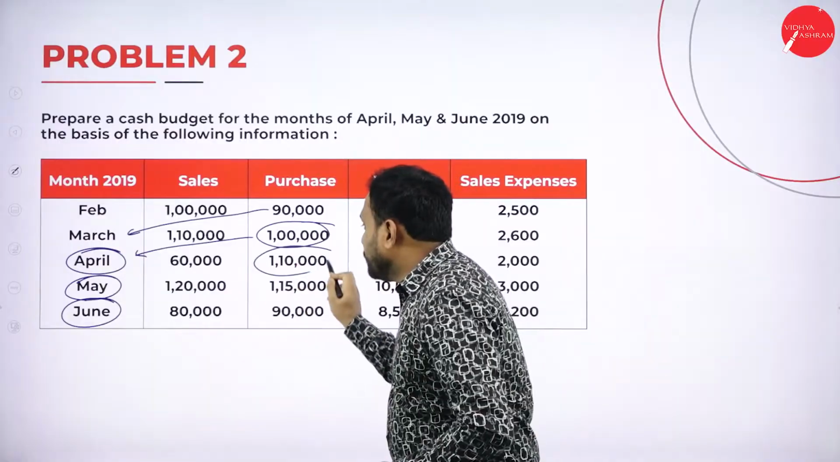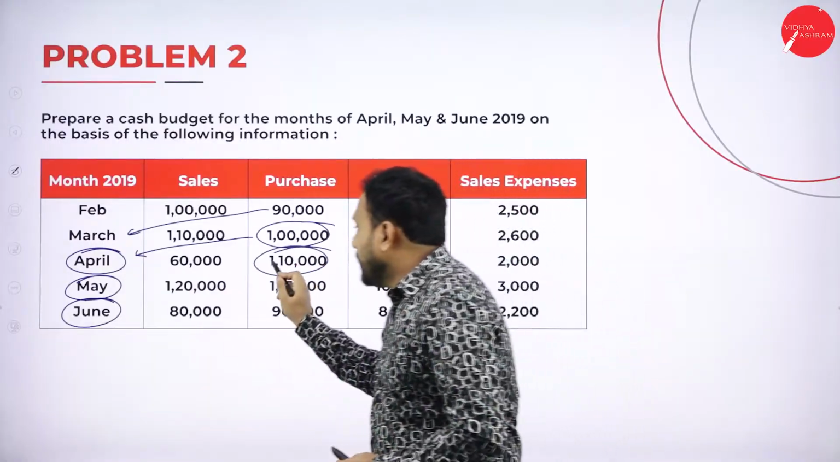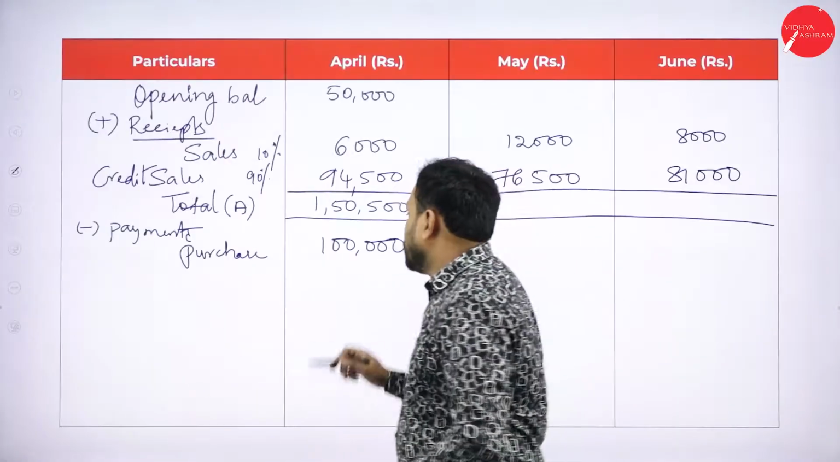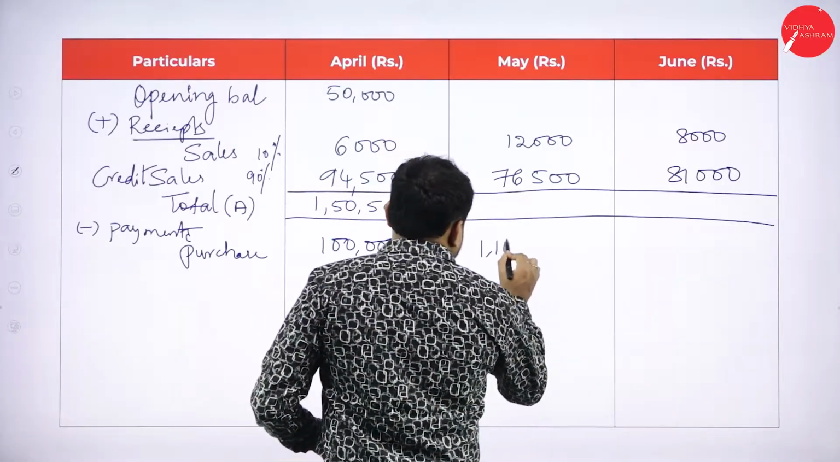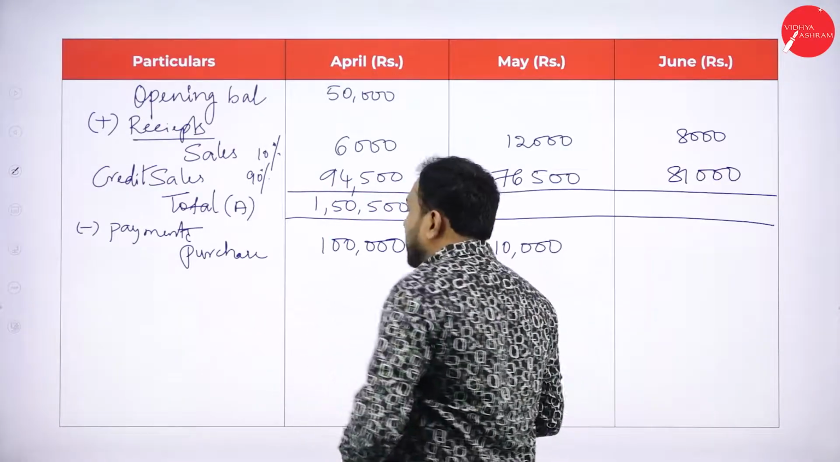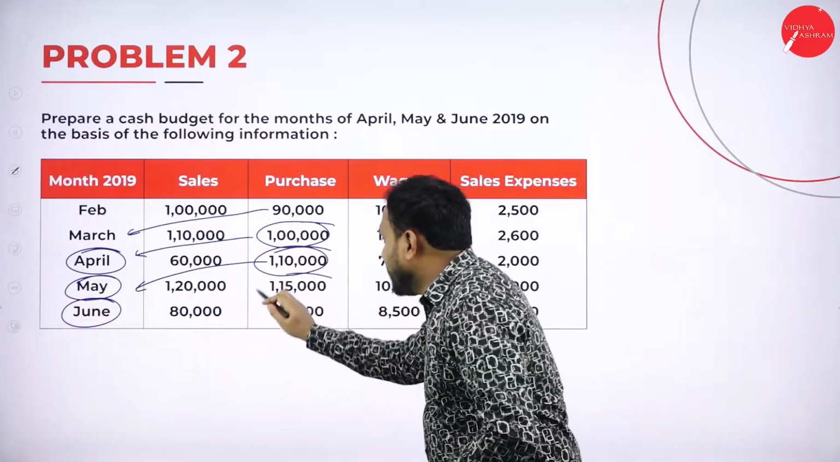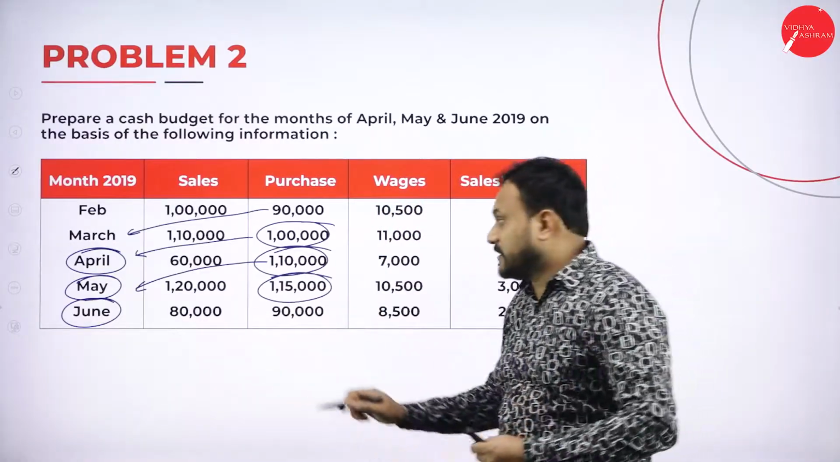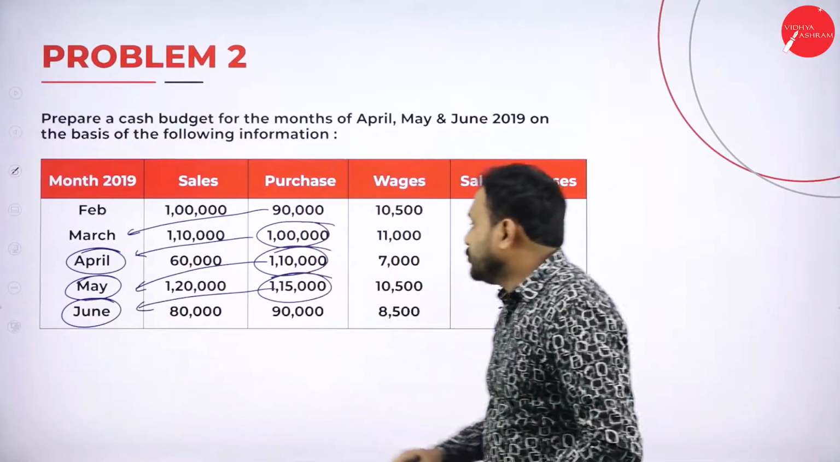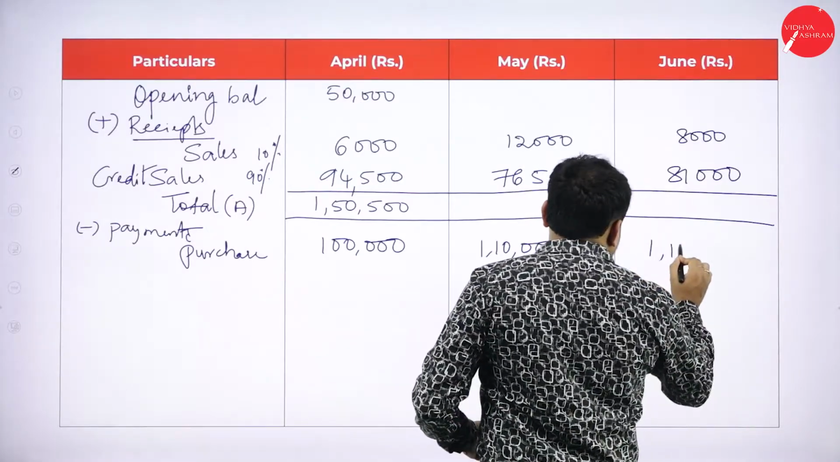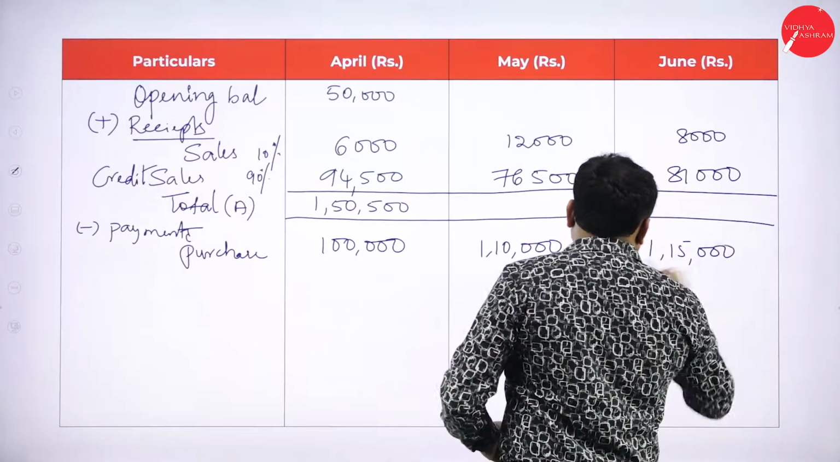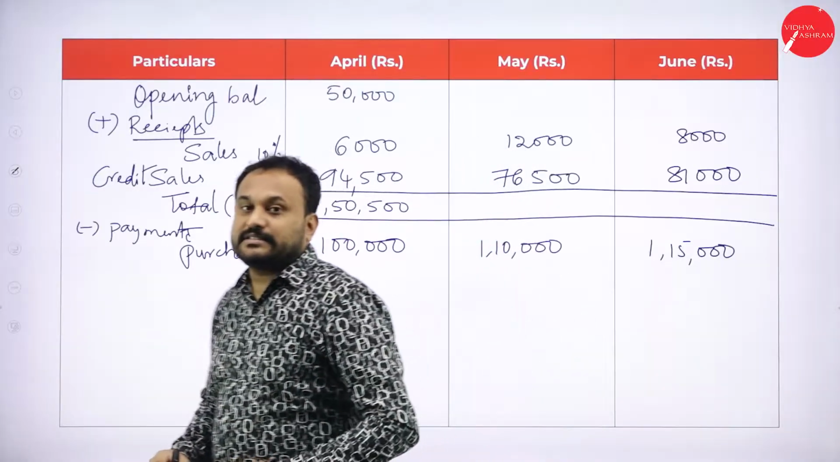The same way here. Next, 1,10,000. When am I supposed to pay? I'm supposed to pay in the month of May. So I'll write here 1,10,000. And the last one here, purchases 1,15,000. When am I supposed to pay? In the next month, that is June. So here I'll write 1,15,000. Hope you people got the purchase entry here.